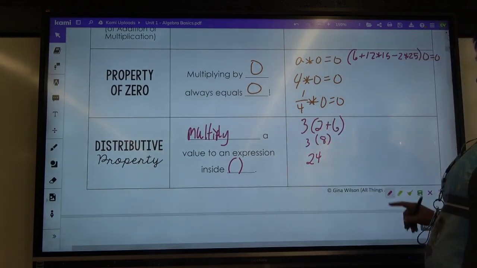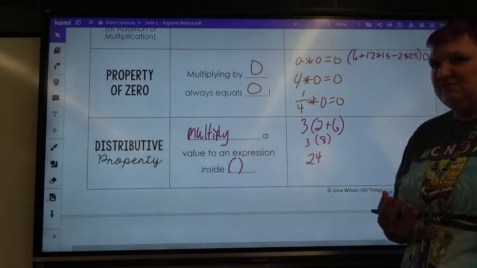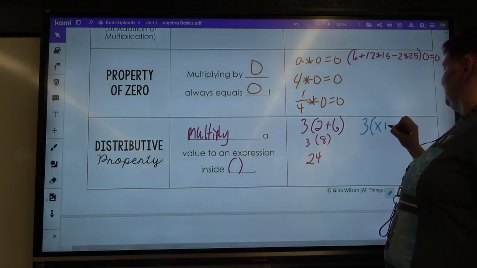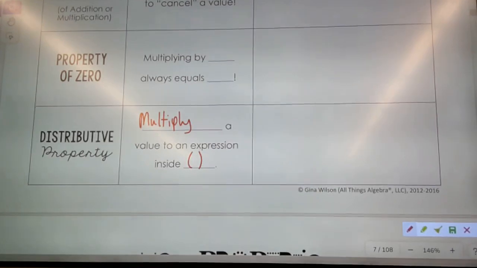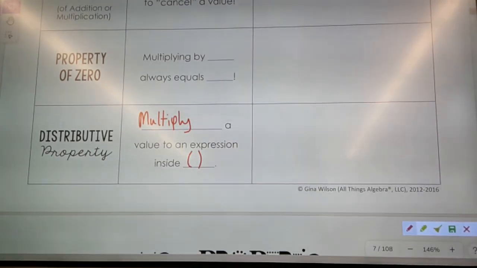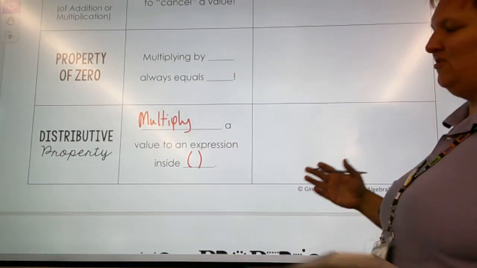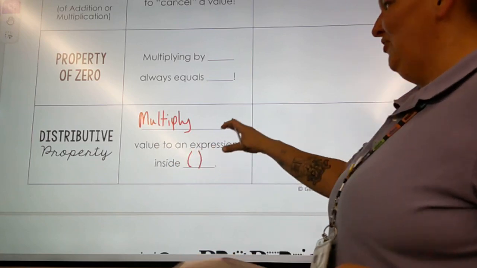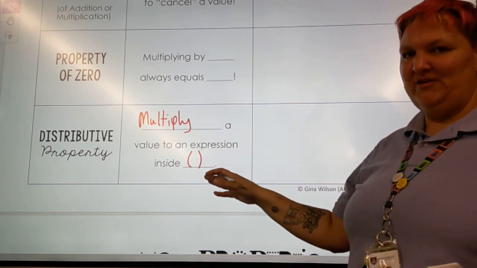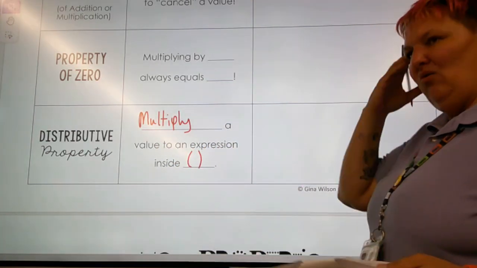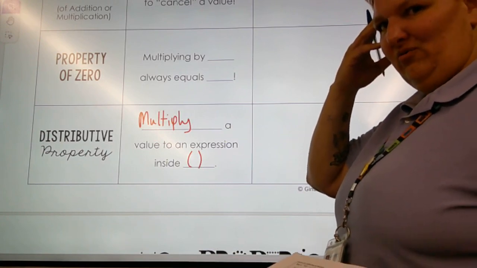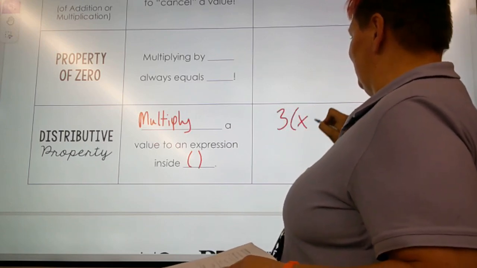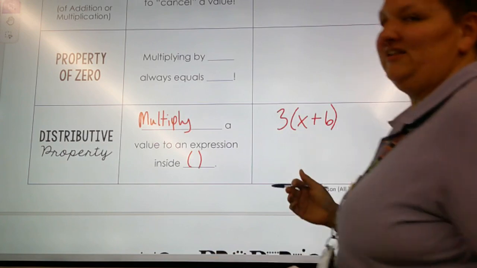But here's the thing. We're starting to play with variables, right? So what if you had 3 times (x plus 6)? All right, so my camera cut off for some reason. Don't worry, I'll continue where I left off. Somewhere in distributive property, right? Multiply a value to an expression inside the parentheses. And we were talking about why we needed to do this, right? Well, what if there is a variable inside the parentheses?